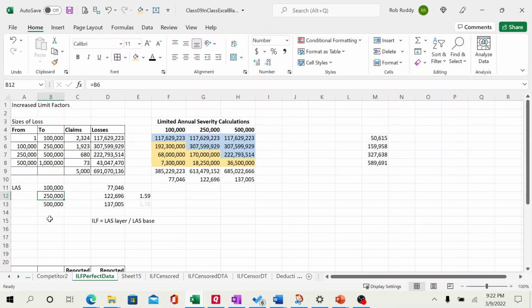to increase your limit to $250,000. So what would my LAS then be for $500,000? It's your LAS for 137 divided by your LAS for your base, or 1.78. So if your premium were $100, it'd be $159, and $178 to get $500,000 of coverage.